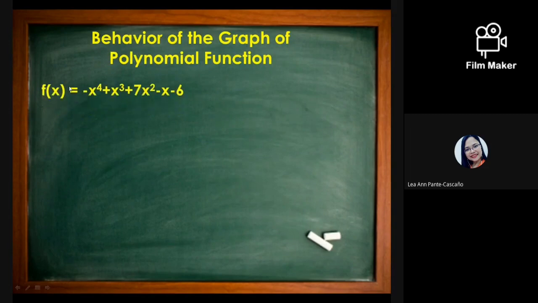If we have f of x equal to negative x raised to 4 plus x cubed plus 7x squared minus x minus 6. Let's see first the degree. Is it even or odd? The degree here is 4. Of course, that is even. Okay? So, if that is even, we're done with the degree.